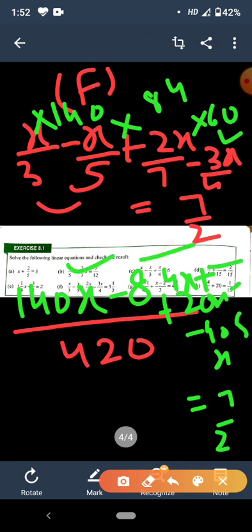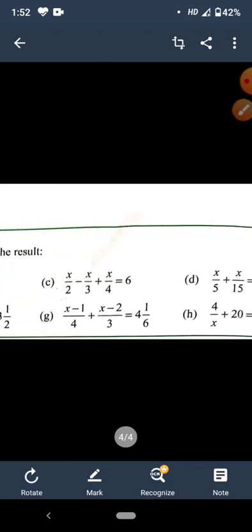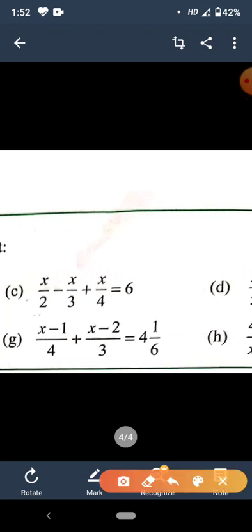Take the numbers. In this manner you have to solve this exercise, beta. I have told you the basic rule of what you have to do: you have to bring numbers with numbers. Numbers will be operated with numbers, variables will be operated with variables. You can take one more question, that is g.